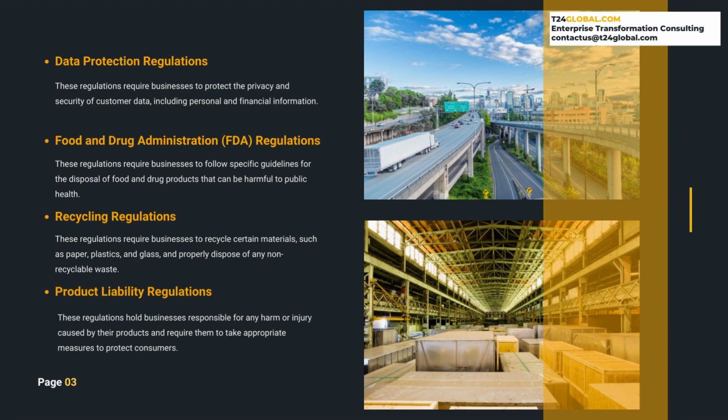8. Product liability regulations. These regulations hold businesses responsible for any harm or injury caused by their products and require them to take appropriate measures to protect consumers. To comply with these regulations, businesses must implement quality control measures such as product testing and inspection, and have clear warning labels on products. Key personnel involved in product liability include legal advisors and risk management specialists. IT software functionalities used include quality management systems and product lifecycle management software.